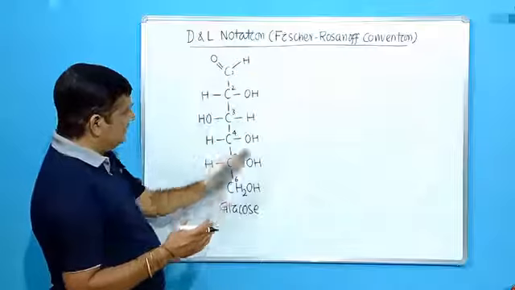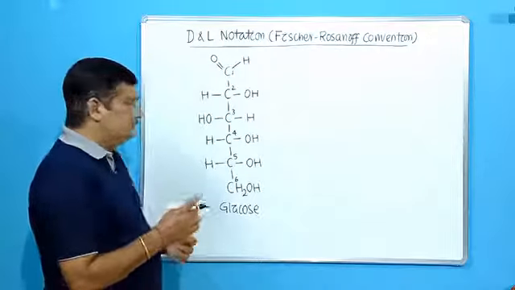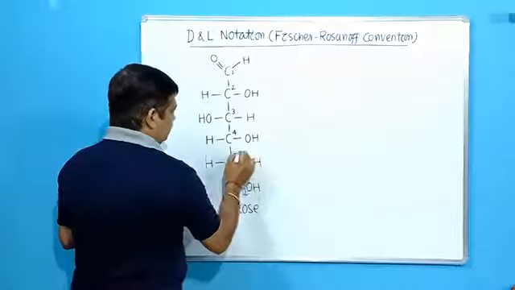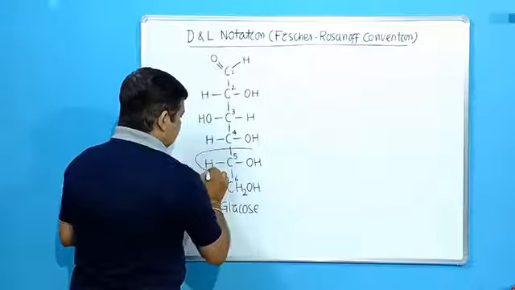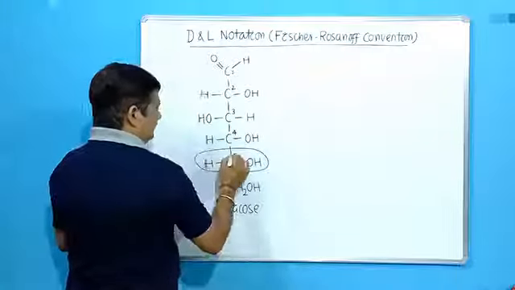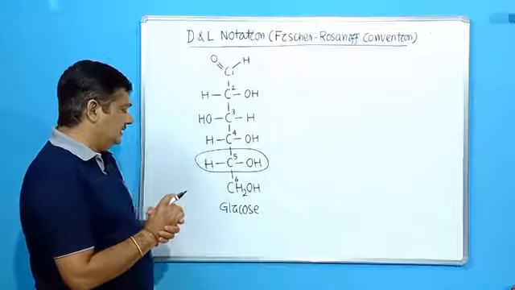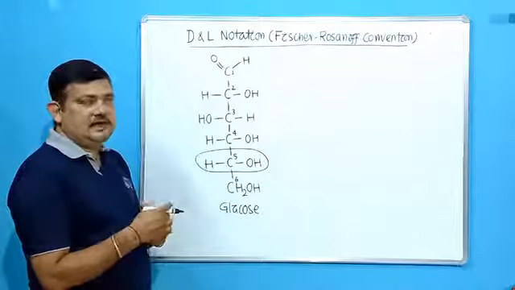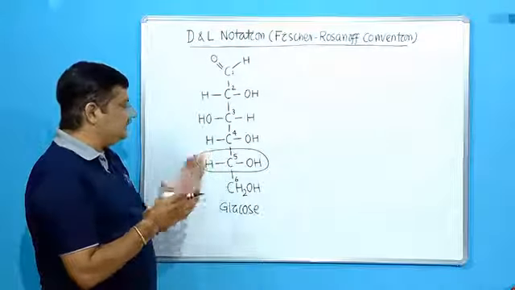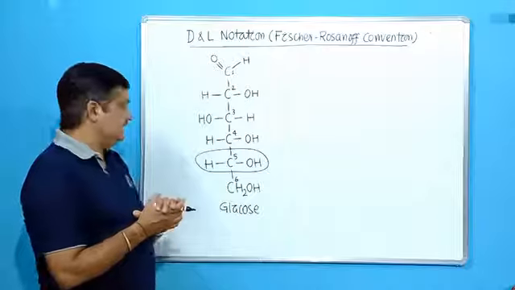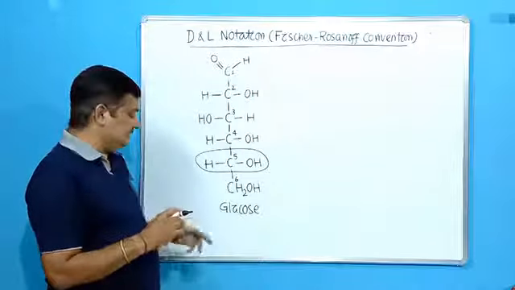Now there are many hydroxyl groups, so which we have to take as the reference. You have to take the 5th carbon as the reference. So here the reference is the 5th carbon. So this is the reference point to name a hexose, whether it is D glucose or L glucose, whether it is D mannose or L mannose. So normally the 5th carbon atom is taken as the reference, and with respect to it, the D and L notations are assigned.